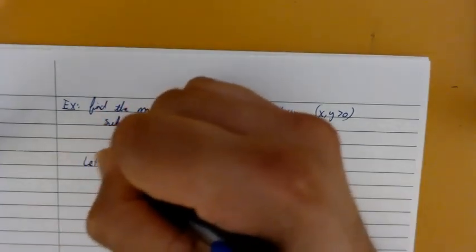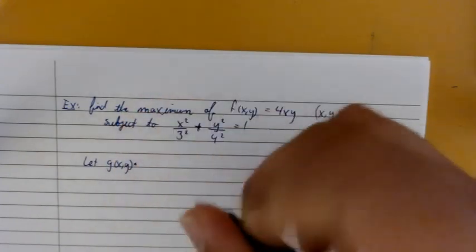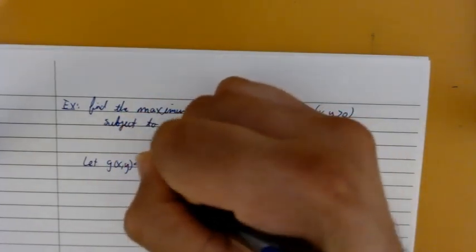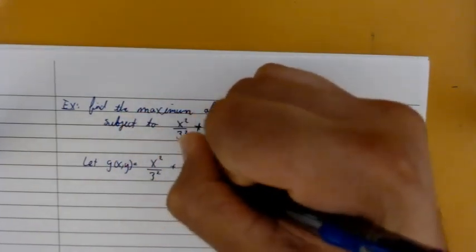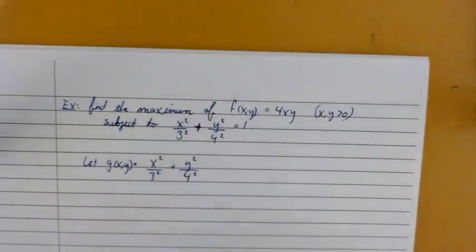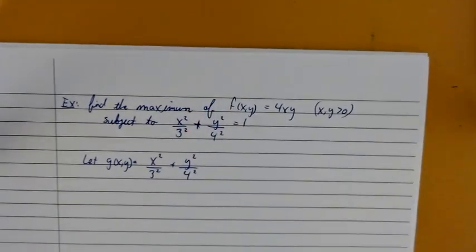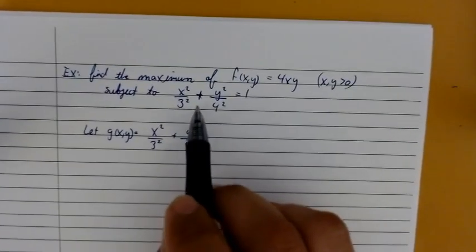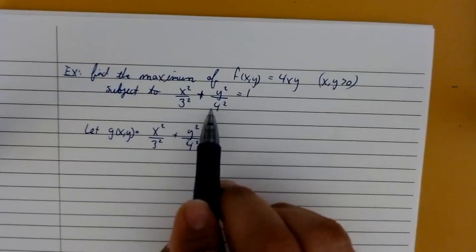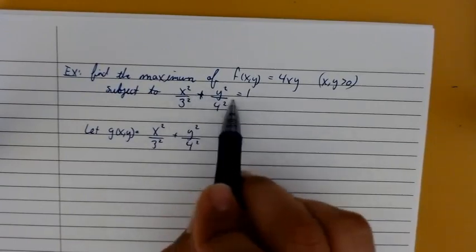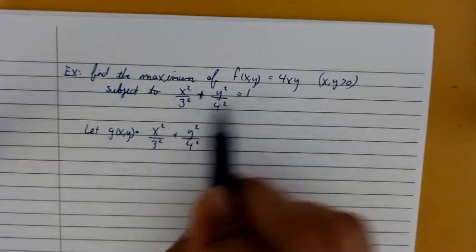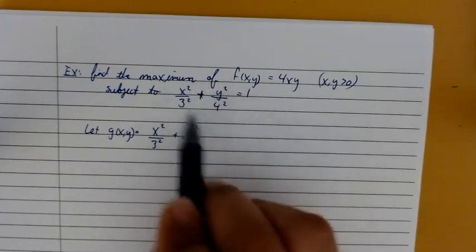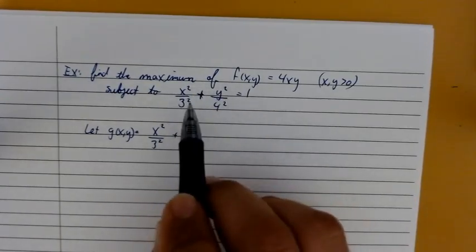All right, so here we go. First of all, let's let g of x comma y equal x squared over 3 squared plus y squared over 4 squared. After all, in our theorem, we state that the constraint should be g of x comma y equals a constant. That's exactly what this is. So this must be g of x comma y.